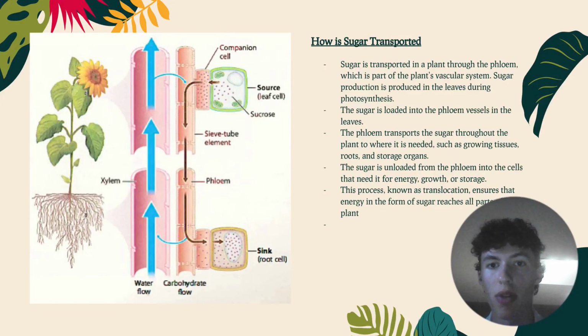Sugar is transported through the phloem, which is part of the plant's vascular system. Sugar is produced in leaves during photosynthesis. The sugar is loaded into phloem vessels in the leaves. The phloem transports the sugar throughout the plant to where it is needed, such as growing tissues, roots, and storage organs. The sugar is unloaded from the phloem into the cells that need it for energy, growth, or storage. This process, also known as translocation, ensures that the energy in the form of sugar reaches all parts of the plant.